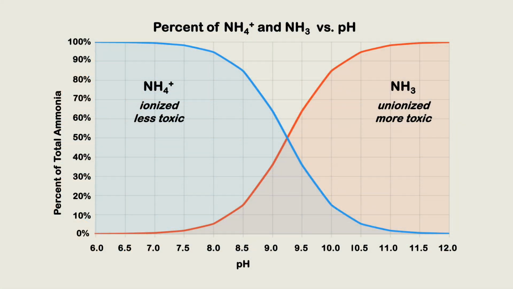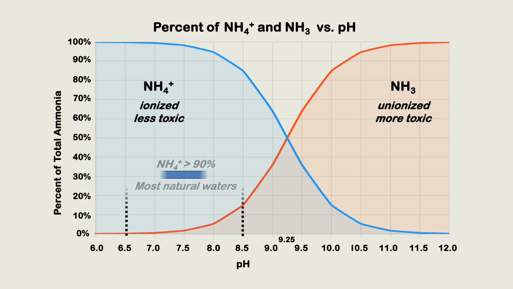This plot shows how pH affects the way ammonia changes between its unionized and ionized forms in water. At pH 9.25, ammonia is divided 50-50 between ionized and unionized forms. When pH is less than 9.25, the less toxic ionized form predominates. And when pH is greater than 9.25, the more toxic unionized form predominates.